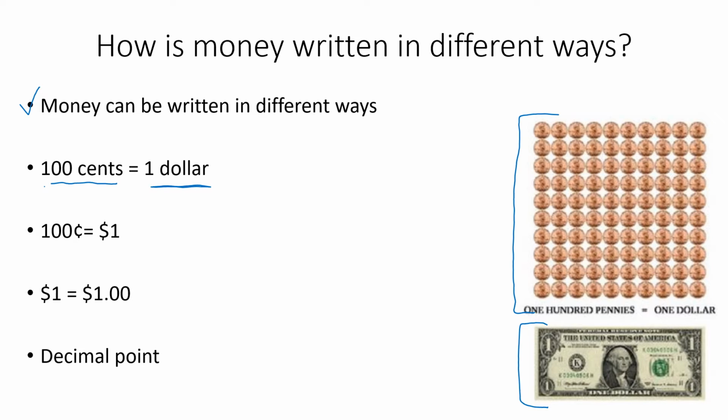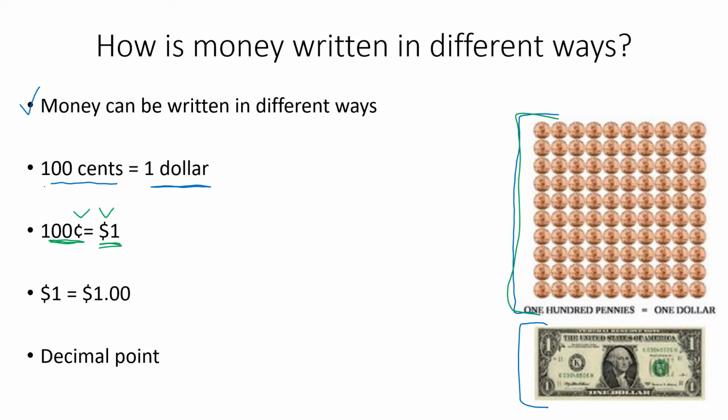A second way to write that would be using symbols to show cents and dollars. When we're talking about cents, we use this symbol right here, the cent symbol after the amount, so in this case 100 and then the cent symbol. When we talk about whole dollars, we use the dollar symbol, and we put it before the amount of money that we have. So in this case, $1. So we can say 100 cents is equal to $1, which we know based on our picture over here.